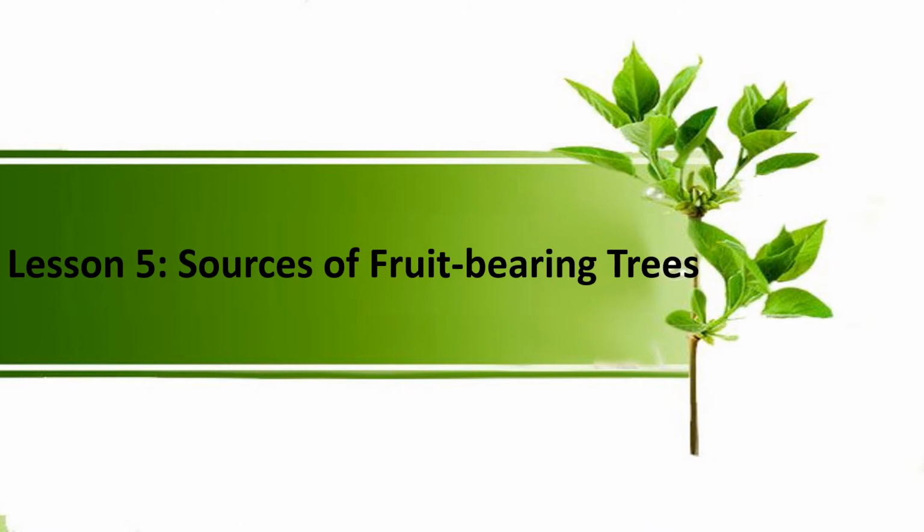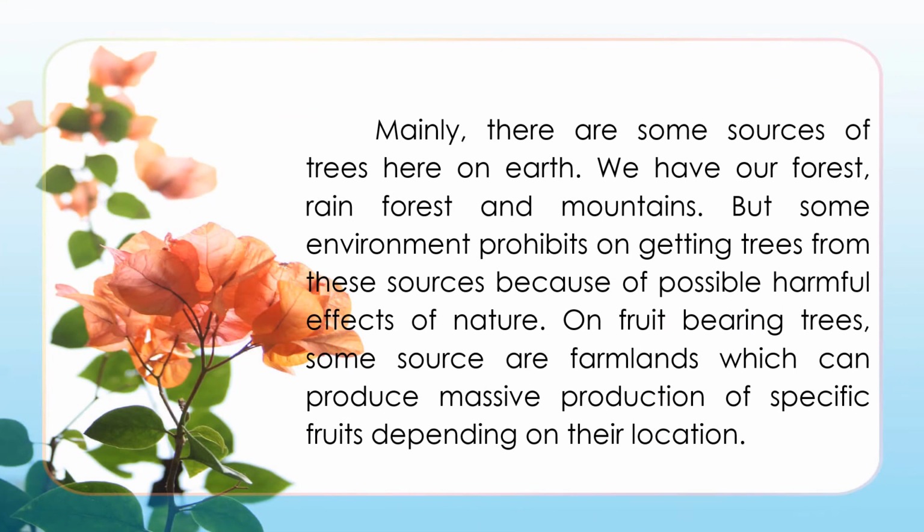And let's have lesson 5, sources of fruit-bearing trees. Mainly, there are some sources of trees here on earth. We have our forest, rainforest, and mountains. But some environments prohibit getting trees from these sources because of possible harmful effects on nature. For fruit-bearing trees, some sources are farmlands which can produce massive production of specific fruits depending on their location.